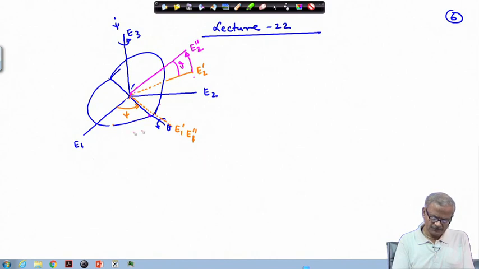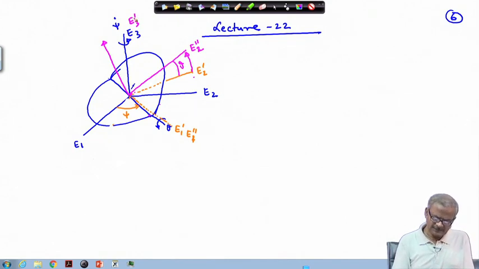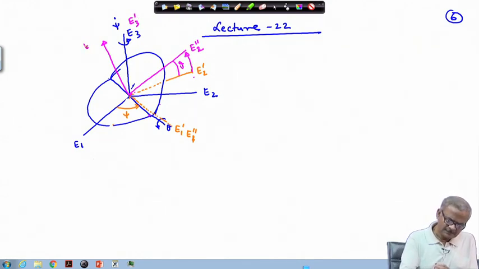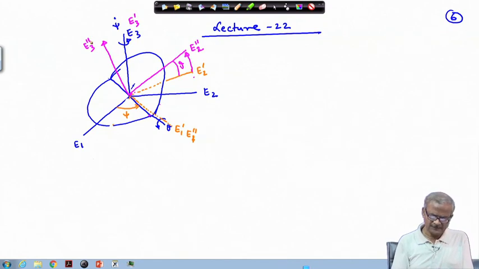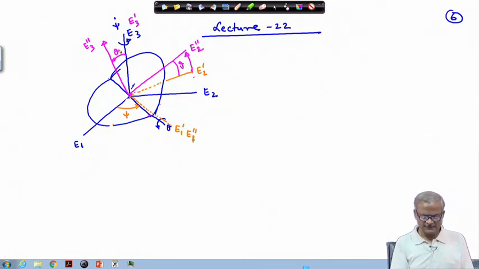E 1, E 2 prime, then we have given this rotation. So, the rotation I will show like this. First, E 3 prime is along this direction itself, and E 3 double prime will be along this direction, as we have written earlier. This angle is theta here. It should now be very clear where these lines are lying.